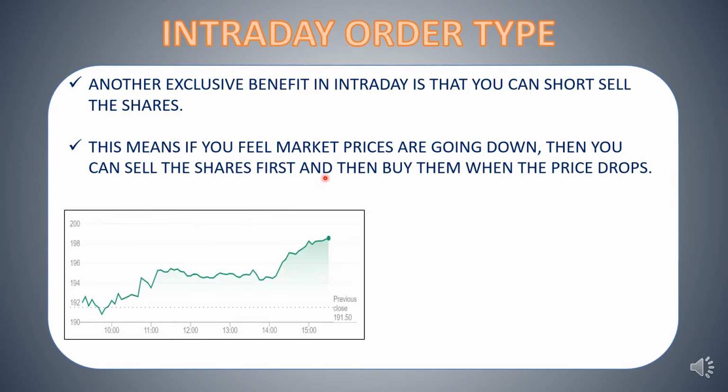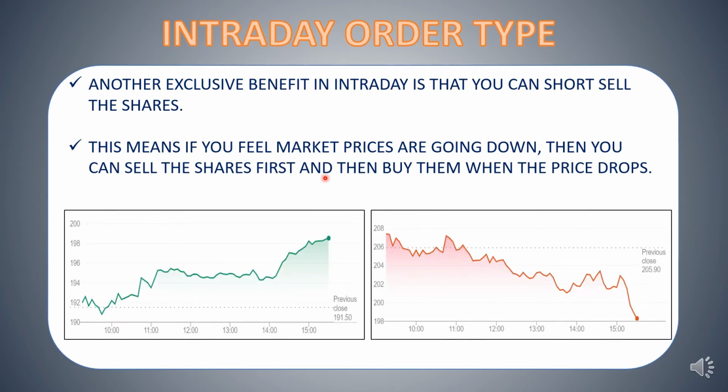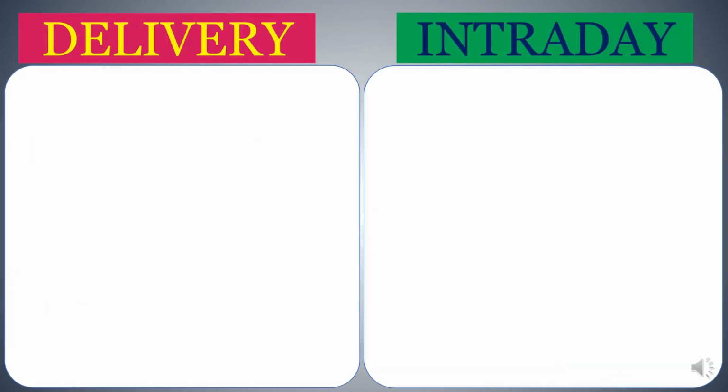If you think that market is going up and the price of the shares are increasing, then you can buy the shares and sell them later. And if the market is collapsing, you can sell the shares first and buy them later when the price decreases. So let's understand the difference between delivery and intraday trading.